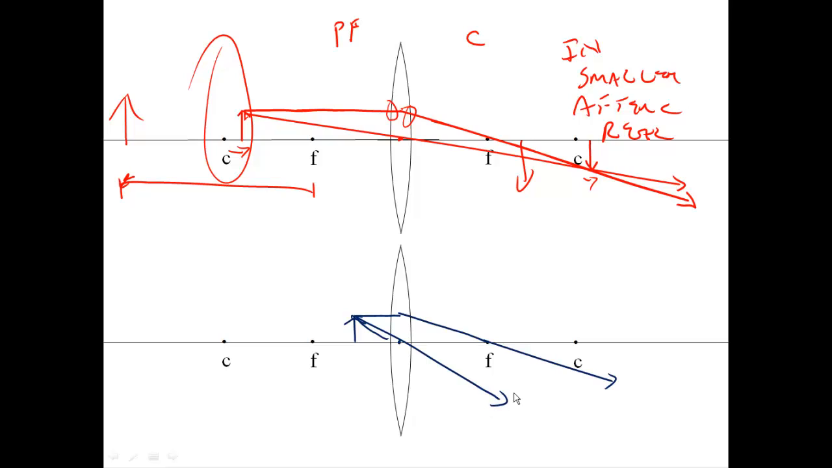And notice those are not going to cross. So what do you have to do? You have to trace them backwards. So let's do that. I'm going to draw it dotted because they don't really exist. Of course, where they cross is where our image is located. There's our image. It's upright. It's larger. It's virtual. And it's on the same side of the lens as our object.